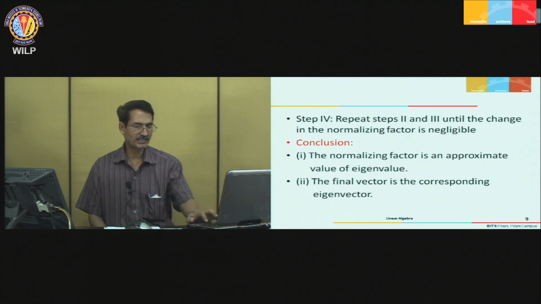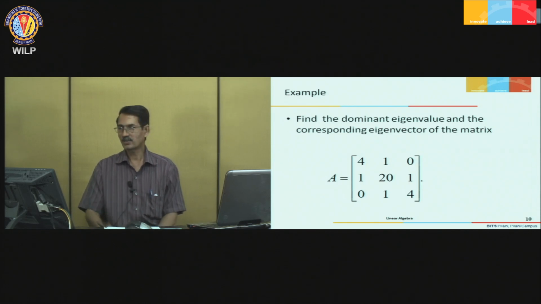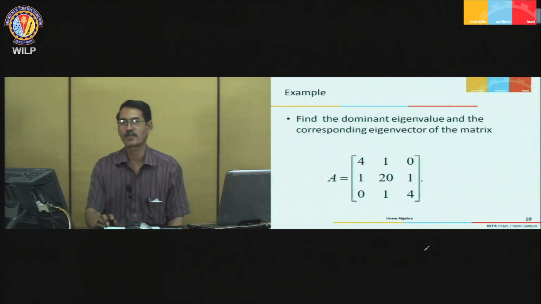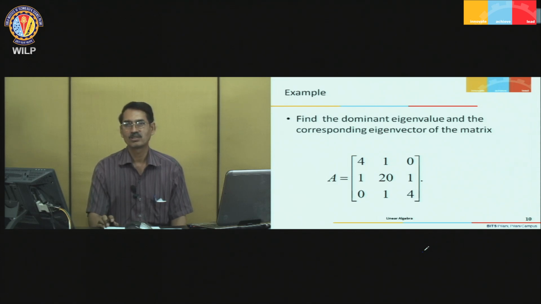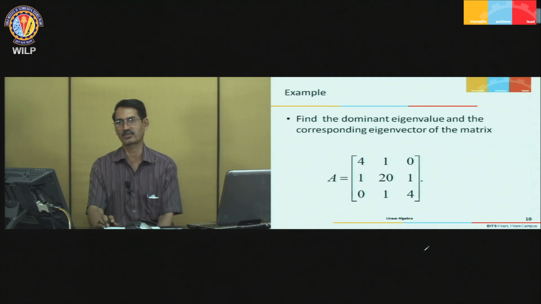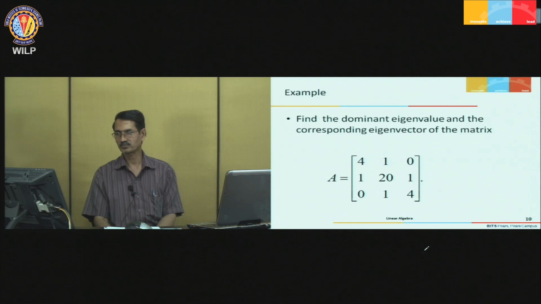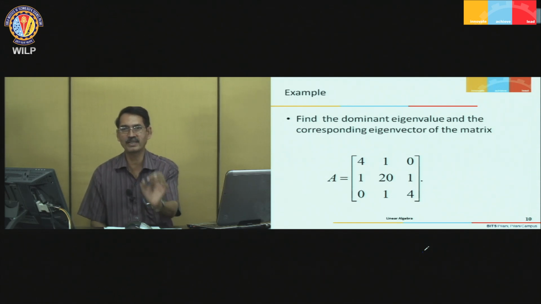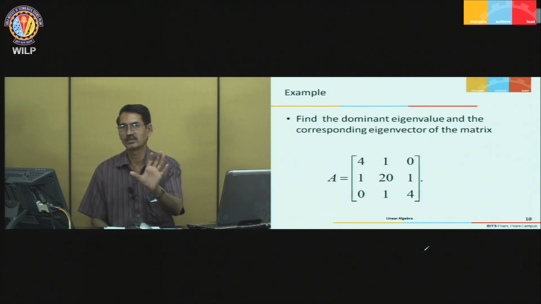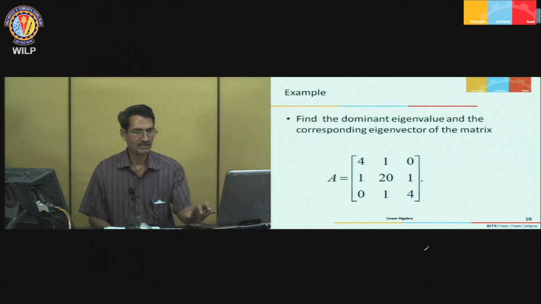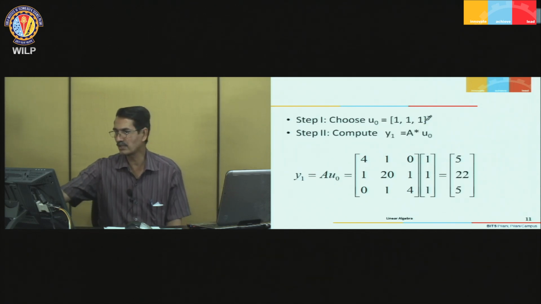Let me give one example, then this idea will be clear. Suppose the matrix A is given to us. We are interested to know the dominant eigenvalue of this matrix and its dominant eigenvector. See slowly. The matrix A is given. Step 1 is to choose U0 as (1, 1, 1).